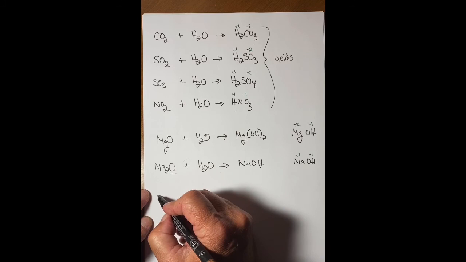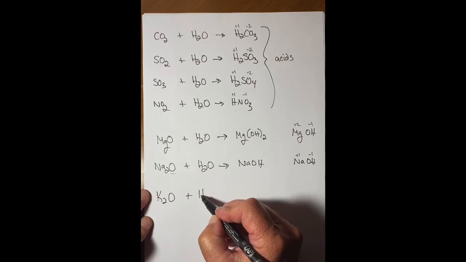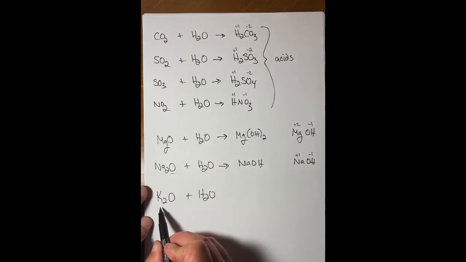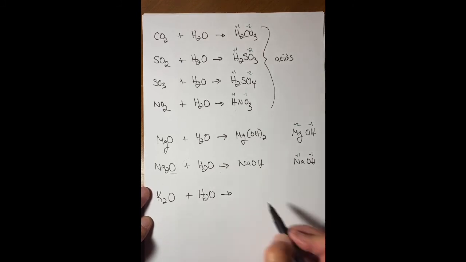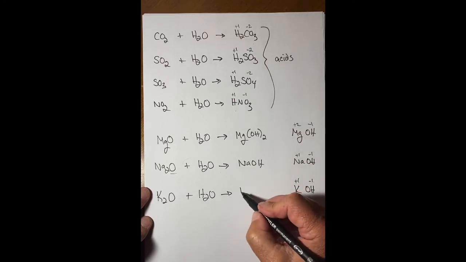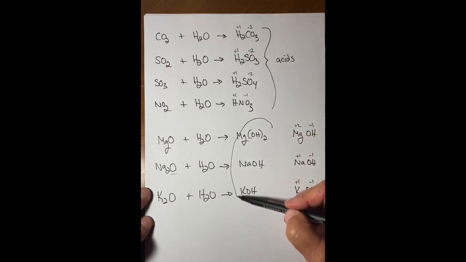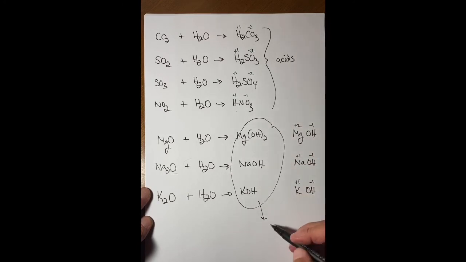So if we did potassium oxide and reacted it with water, we're going to get a base again. Potassium is going to be dancing with hydroxide. +1, -1. Crisscross, you're going to get KOH. And then, so all of these are all bases. So these are the two examples that make this incredibly difficult to do.